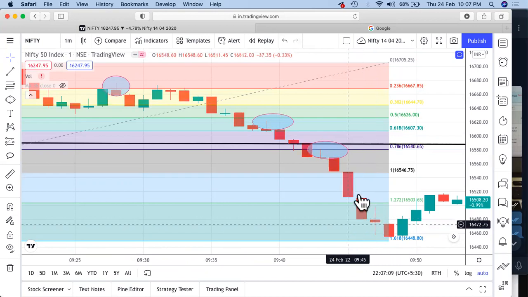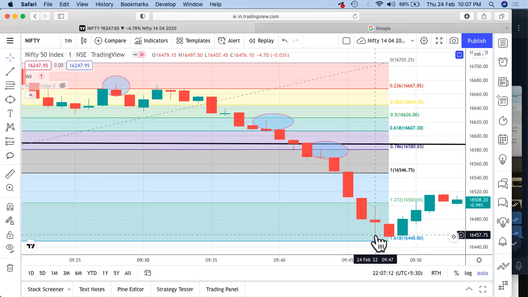So what I do is, once it starts moving nearer to that target, I immediately trail my stop loss or move out of the trade. I don't wait for it to reach the 1.618 level. So we are using the extensions 1.272 and 1.618, correct?